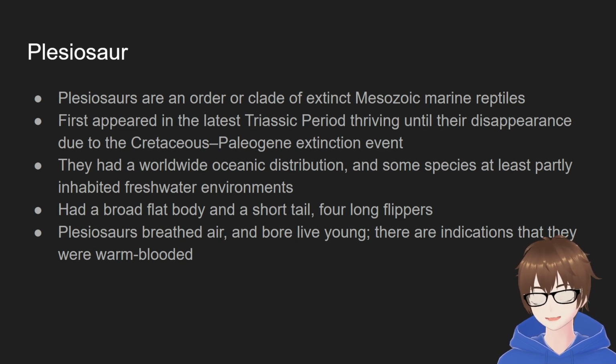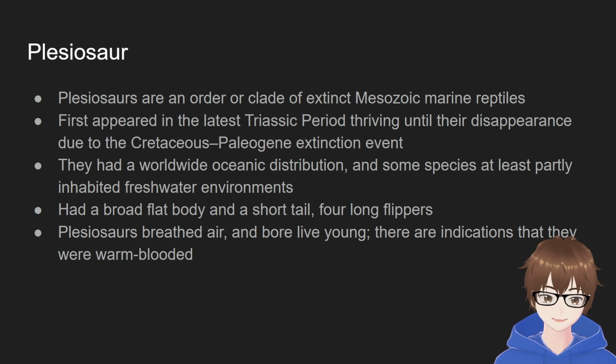So they weren't just in the ocean, they were also in lakes and stuff like that, or like freshwater inland seas or rivers or whatnot. They had a broad, flat body and a short tail and four long flippers. Plesiosaurs breathed air and bore live young, and there are indications that they were warm-blooded.